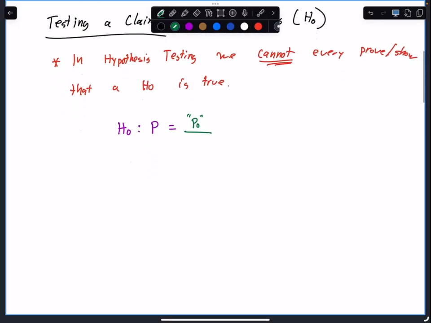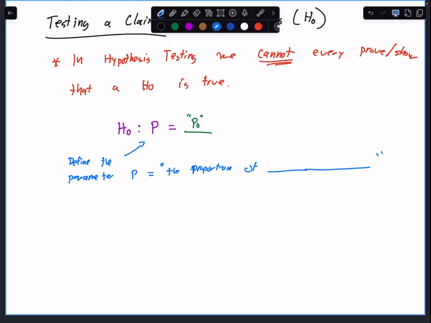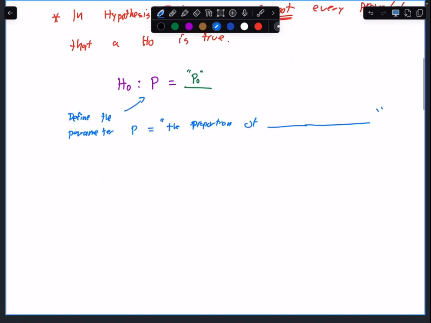Now, something that I'm going to ask you to do is we need to make sure we also define the parameter p. Okay, and we've done that. p is the proportion of blank blank blank blank. Just like you did on your test today. What is it that we are interested in from the population? So that's the first piece of a hypothesis, the null hypothesis.